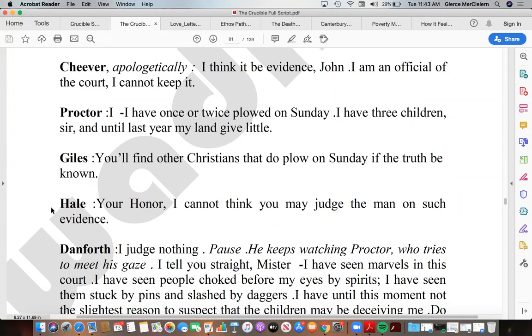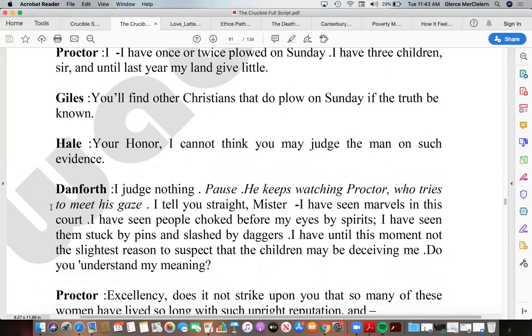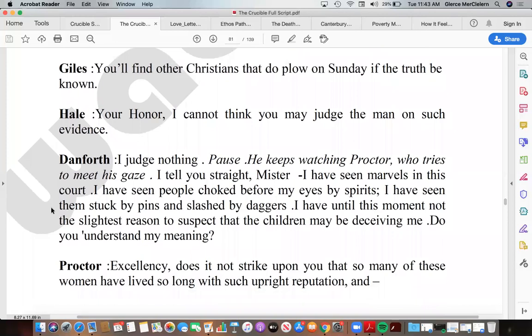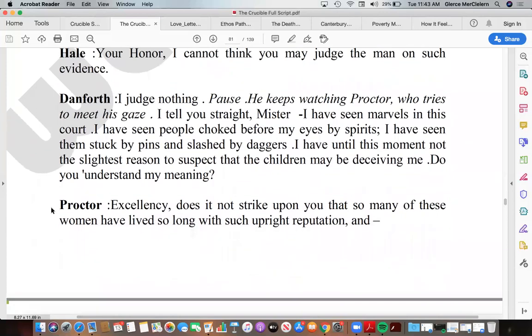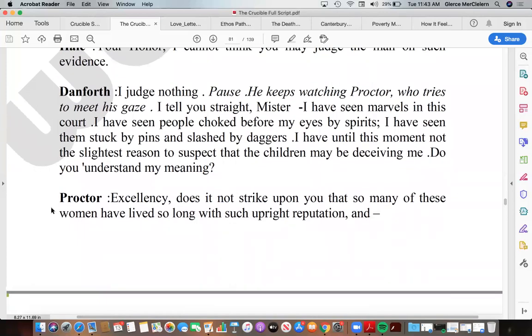Your Honor, I cannot think you may judge the man on such evidence. I tell you straight, mister, I have seen marvels in this court. I have seen people choked before my eyes. I have seen them stuck by pins and slashed by daggers. I have until this moment not the slightest reason to respect that the children may be deceiving me. Do you understand my meaning?